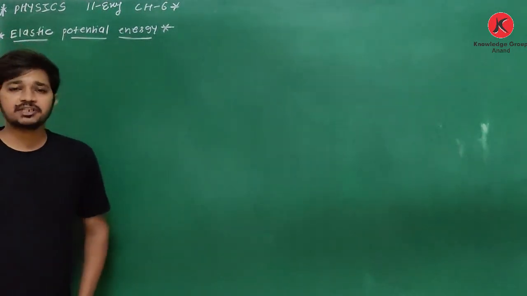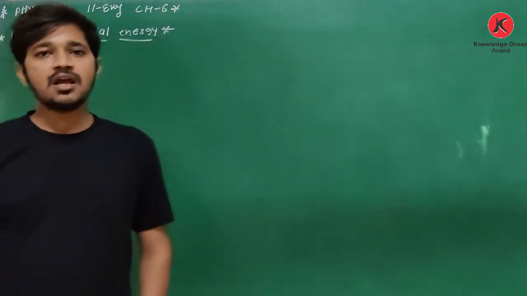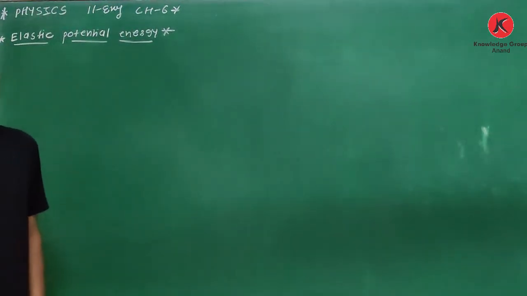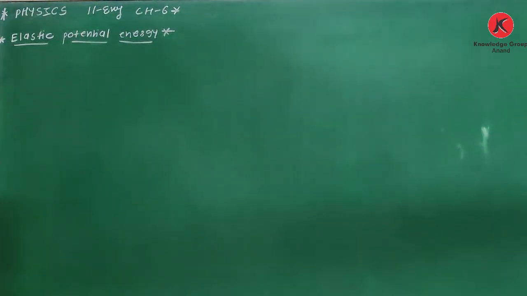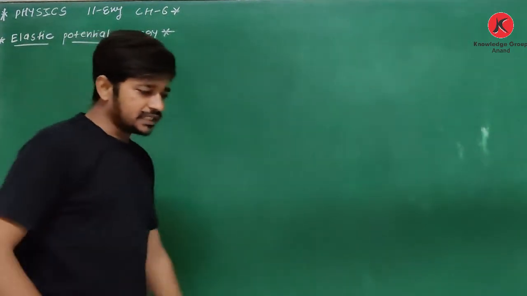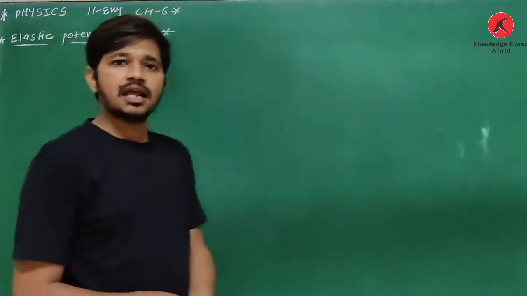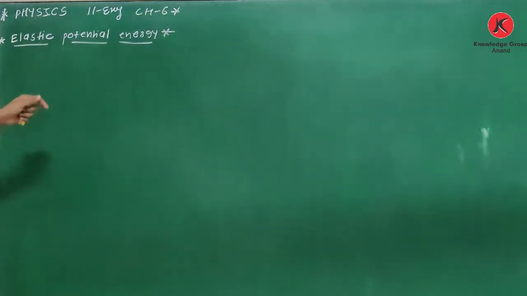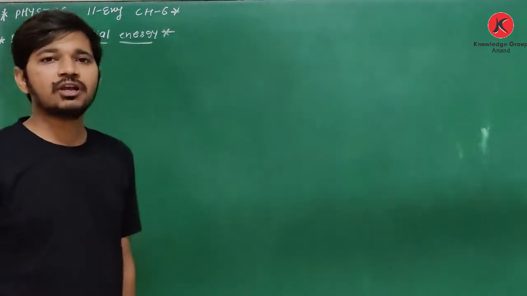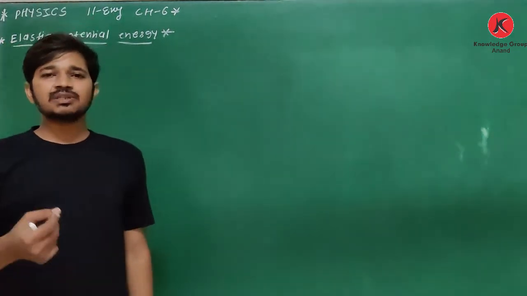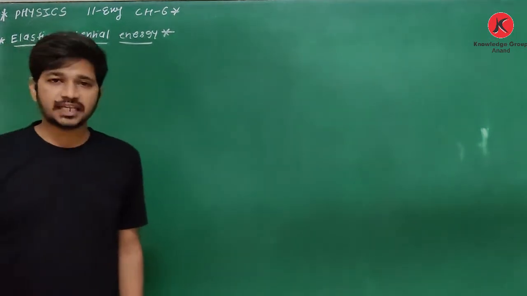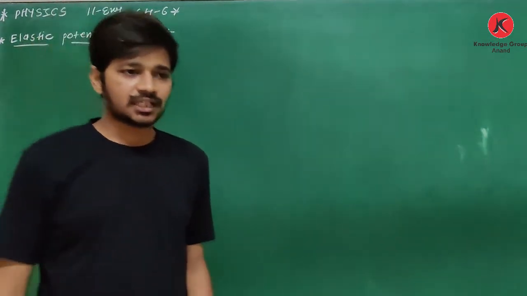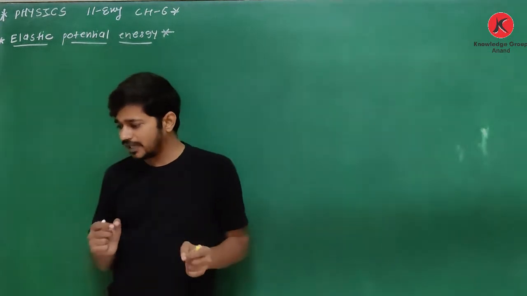Here m is mass, g is gravitational acceleration, and h is the height from some reference surface. Now in this lecture we will study another potential energy, elastic potential energy. First of all, we will understand the meaning of elastic. What is the meaning of elastic? Elastic means elasticity, one property of an object. Elastic, the word you may have heard.